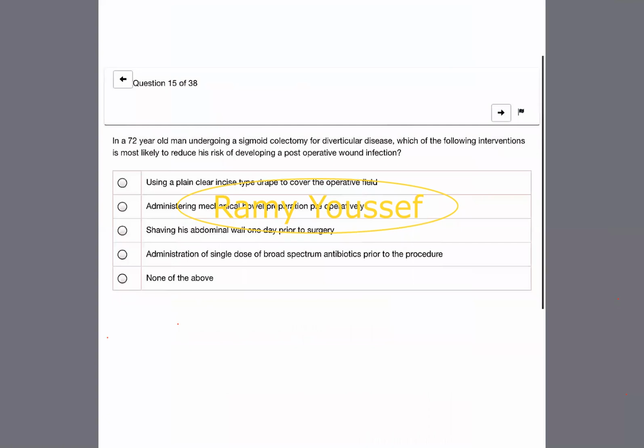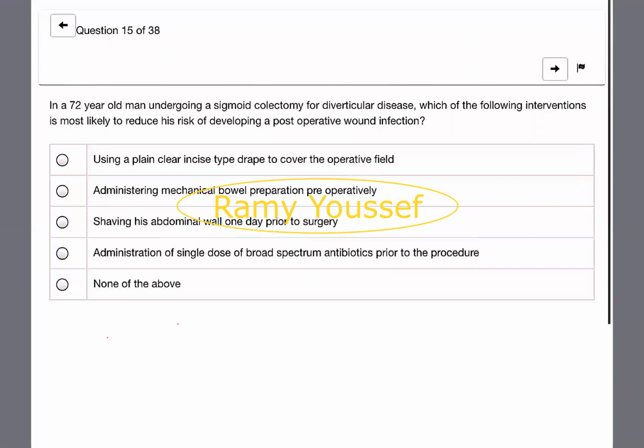Next question, Dr. Ibtihal. A 72-year-old man undergoing a sigmoid colectomy for diverticular disease. Which of the following interventions is most likely to reduce the risk of developing a postoperative wound infection? Using a plain clear incise-type drape to cover the operative field, administering mechanical bowel preparation preoperatively, shaving his abdominal wall 1 day prior to surgery, or administration of a single dose of broad-spectrum antibiotic prior to the procedure.